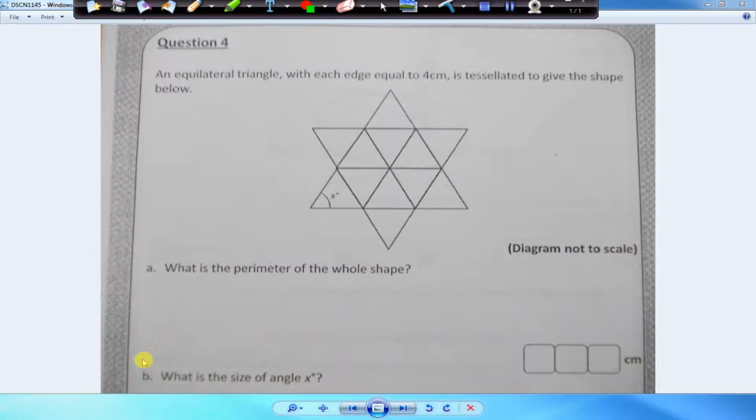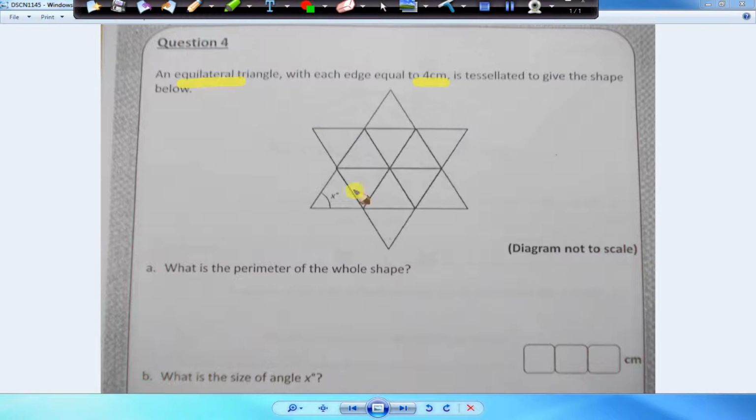Now live. Question 4. An equilateral triangle which... Now here's the key word here. The key word here is equilateral triangle, with each edge equal to 4 centimeters. It's tessellated. Tessellated means tiled, to give the shape below.